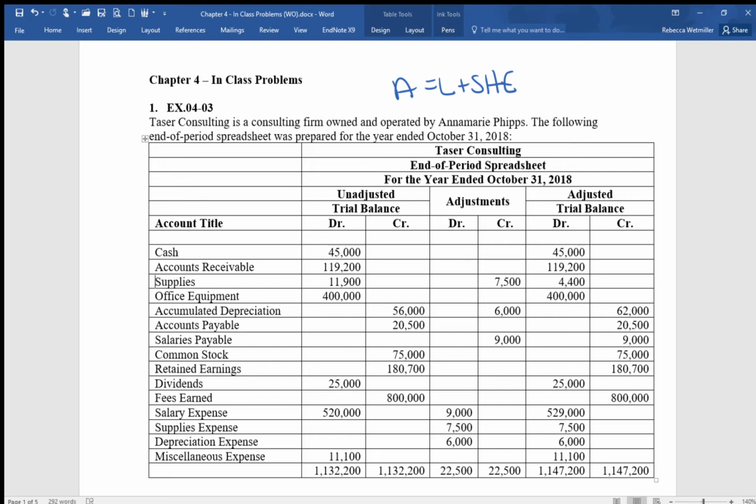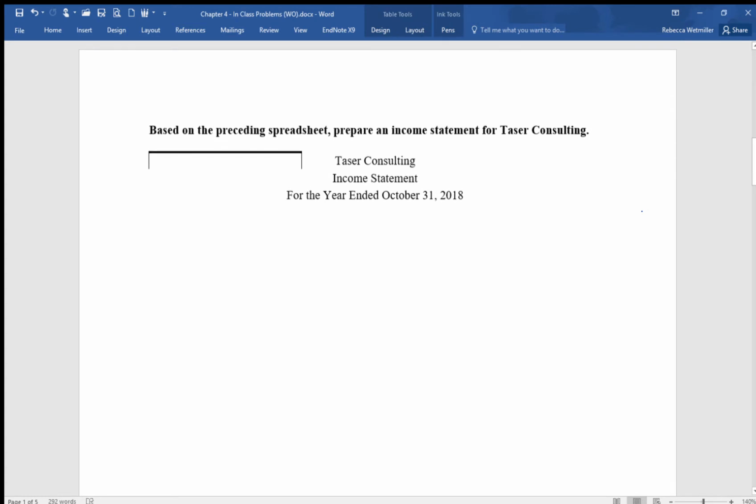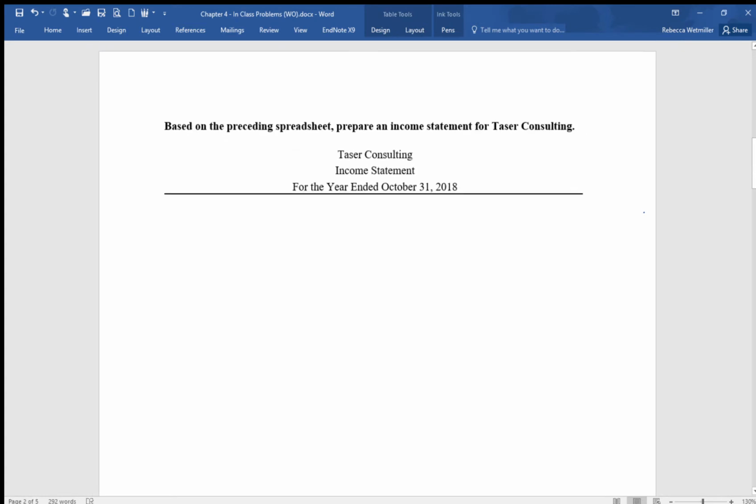So we see we've got the unadjusted trial balance, which resulted from our initial recording of transactions, and then we record some adjustments, and those adjustments resulted in the adjusted trial balance. So in order to prepare the financial statements, we're going to use this adjusted trial balance area of our spreadsheet. So if we go down to the first question, what we want to do is to prepare our income statement for the year ended October 31st, 2018. So the first thing to note is that the time period is for a period of time. We'll see when we get to the balance sheet, it's as of a certain date.